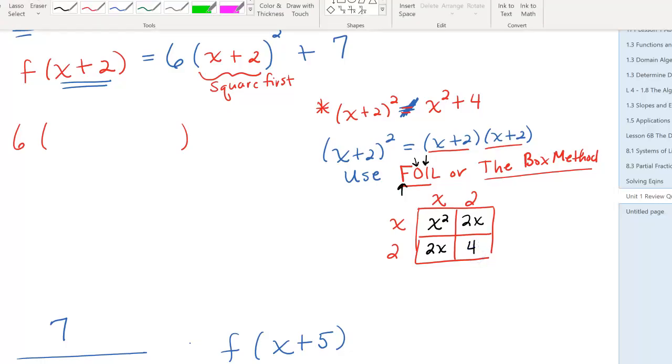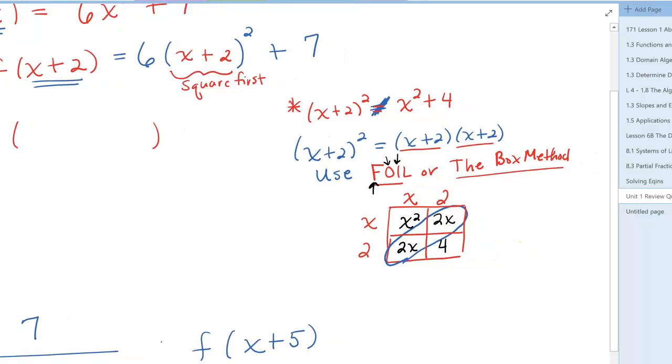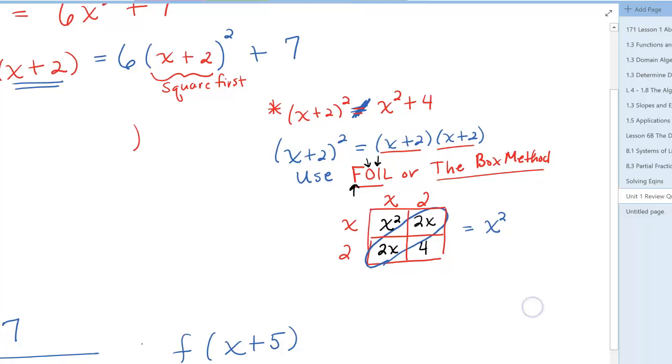A lot of times with the box method, the terms on the diagonal are like terms, which you can combine. Not all the time, but most of the time. So this gives us x squared, 2x plus 2x would be 4x, and then plus 4. So this is the correct answer for when you square x plus 2, not x squared plus 4. As you can see, this leaves out that middle term.